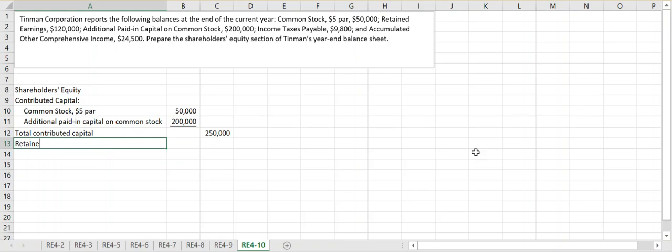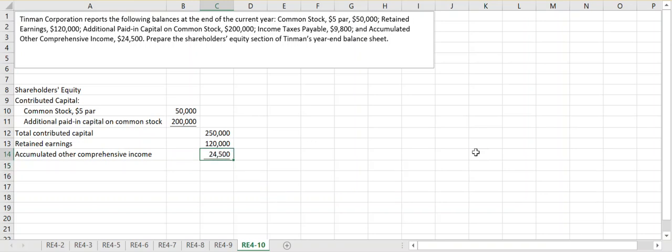We then also have our retained earnings, which are how much of our earnings we're retaining or keeping in our business versus how much we've given away in terms of dividends to our stockholders. We have a total of $120,000 in retained earnings, and then we have accumulated other comprehensive income, which is at $24,500. So in total, when we add all of this together, we have our total shareholders' equity of $394,500.